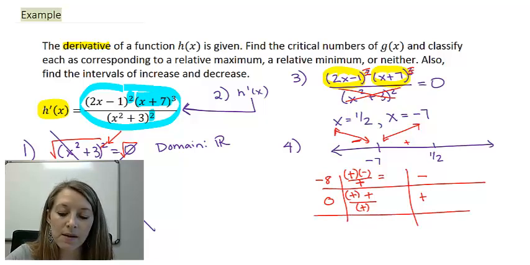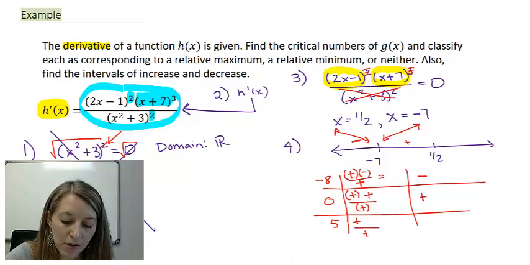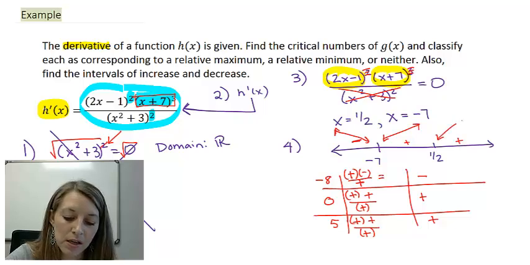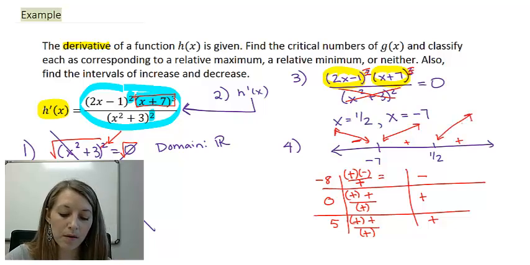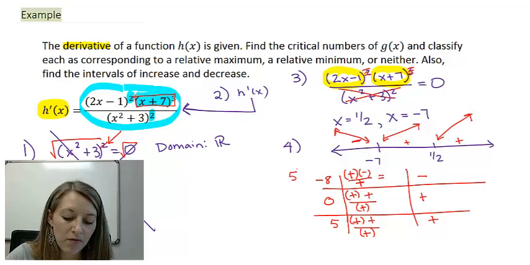Last, I need to test something beyond 1/2. I'm just going to randomly pick 5, but anything larger than 1/2 is fine. I don't have to test the first or the bottom, so I just need to test this interval here. 5 plus 7 is positive. Positive an odd amount of times is positive. So this is positive, so this is increasing there. So that was step number 5.